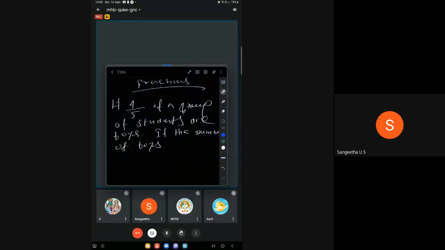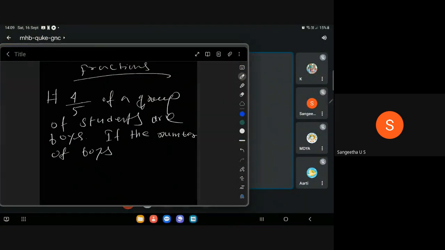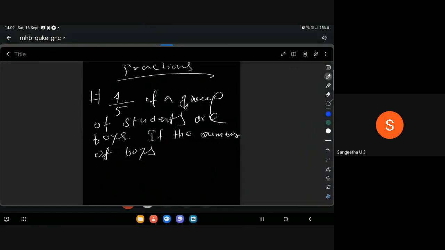Okay. So last time we started fractions. So today we will continue, and we'll solve some more problems on fractions. From tomorrow we start a new topic. So one question is, suppose 4/5 of a group of students are boys.